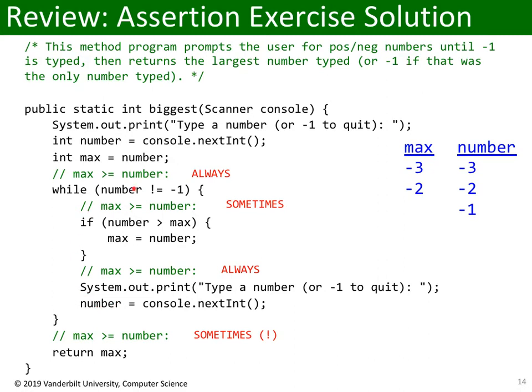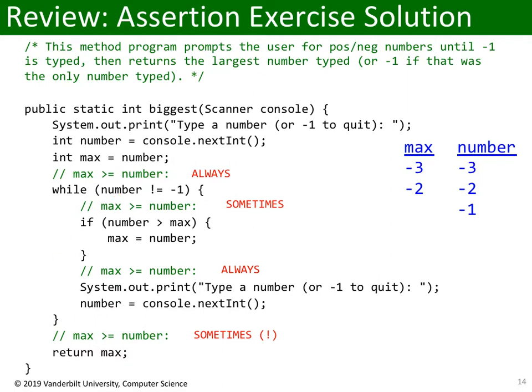So then we jump to the top of the while loop and test to see if the value in number is not equal to -1. That statement is true, so we continue with the loop. Is number greater than max? -2 is greater than -3. So we are going to assign max the value in number. So max becomes -2. At this point, we're going to prompt the user again for a number. This time the user types in -1.